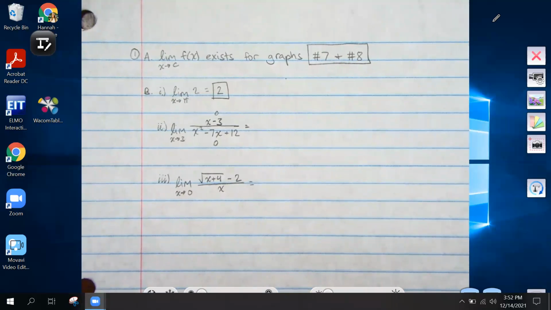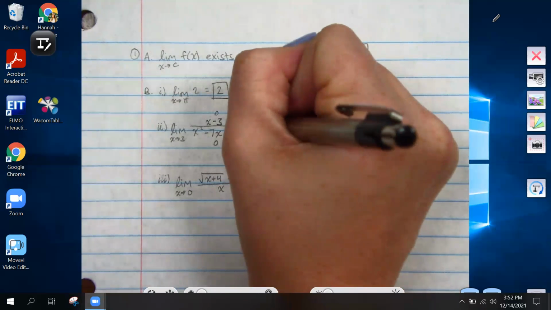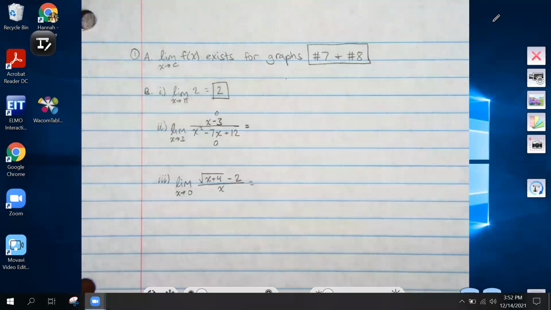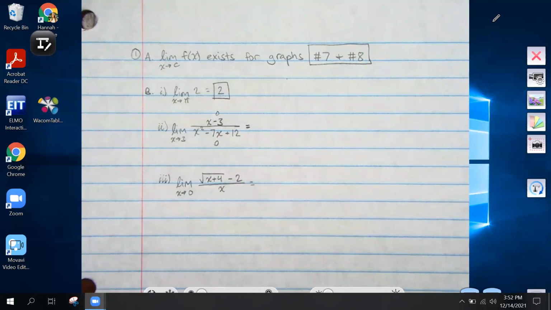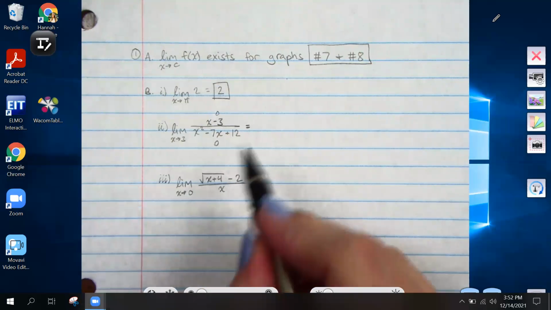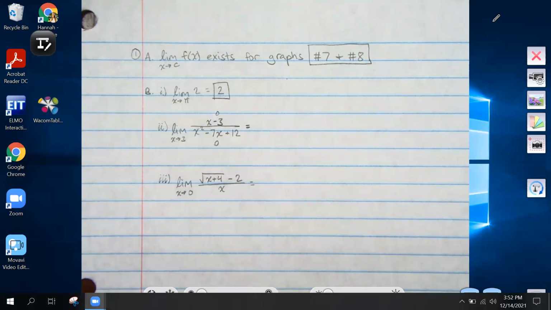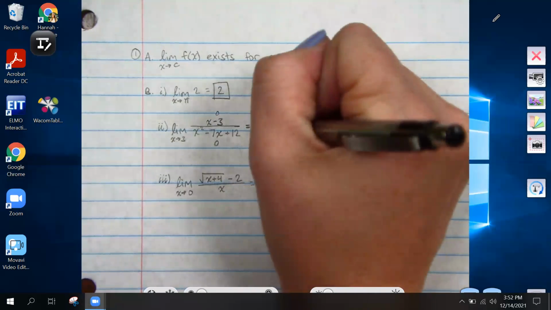work harder. For the semester test, because it's all multiple choice, if you want to use L'Hopital's rule, that is up to you. If you'd rather go back and do it the way that we did when we first learned limits, this is how you would do that.